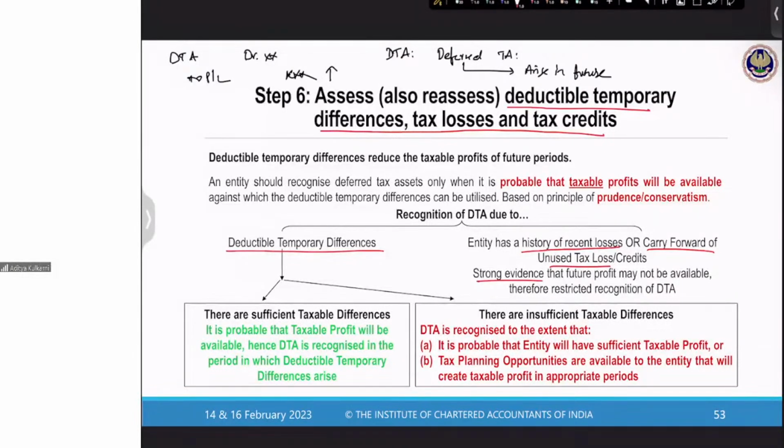periods, with long periods of losses. Take for example all these startups which are there. Take any startup. Take a startup like Cred. Take a startup like Flipkart. Take any startup you take. These startups have huge amounts of unused tax losses. The question is, take a startup like Paytm.